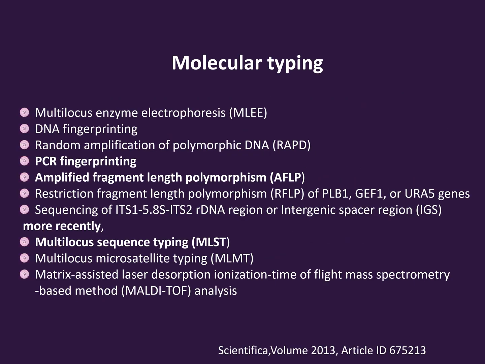Last but not the least, molecular typing. It can be done by multi-locus enzyme electrophoresis, DNA fingerprinting, random amplification of polymorphic DNA, then PCR fingerprinting, amplified fragment length polymorphism, then multi-locus sequence typing, multi-locus microsatellite typing, and multi-topic analysis.